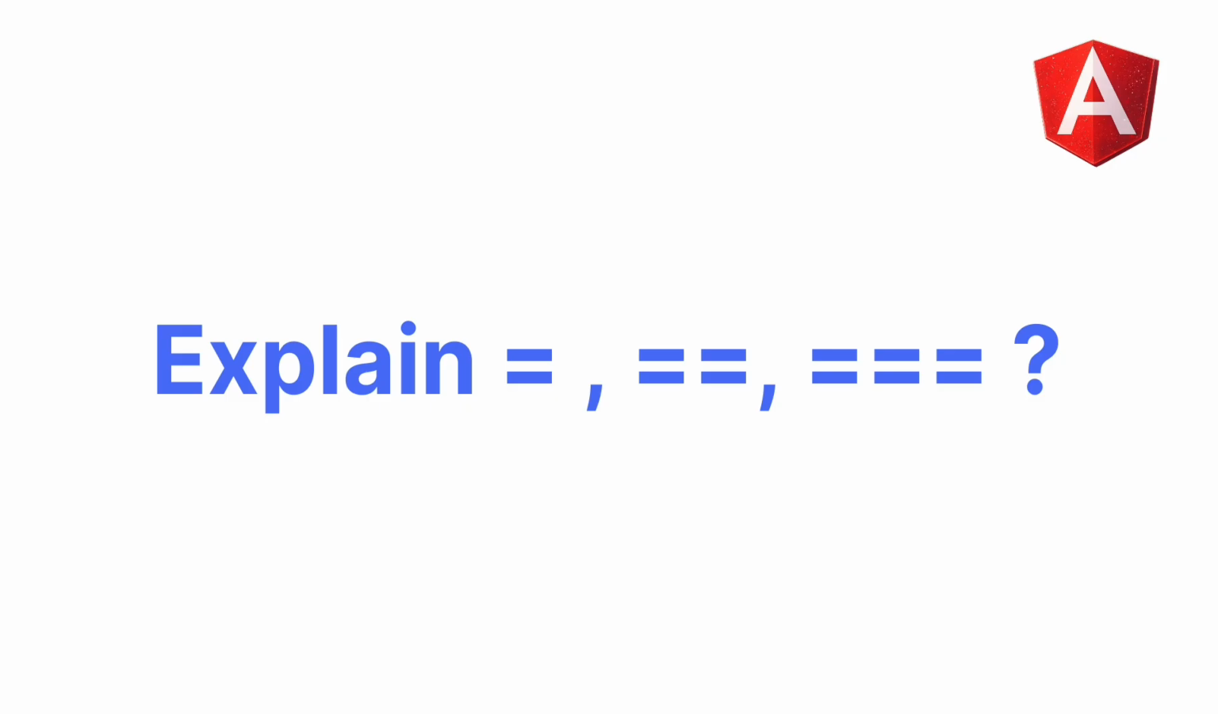Can you tell me about single equals, double equals, and triple equals in JavaScript? Yeah, single equals is used to assign a variable. Double equals will not check for the type. Triple equals is strict: it will match the type and then the value.